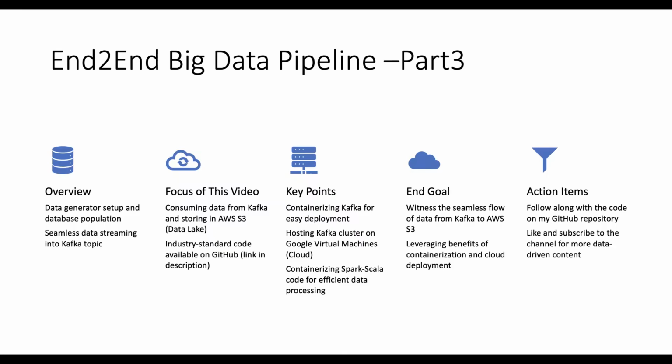Today we are diving into the third installment where we'll focus on consuming data from Kafka and storing it in AWS S3, our data lake. If you're new here, don't worry, I'll quickly recap what we have achieved so far. In the previous videos, we set up a powerful data generator and populated our database with the generated data. Then we seamlessly streamed this data into a Kafka topic.